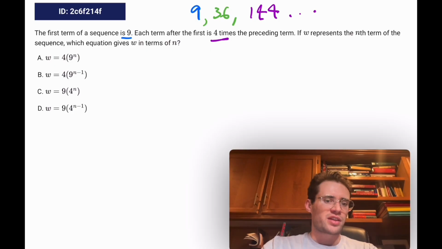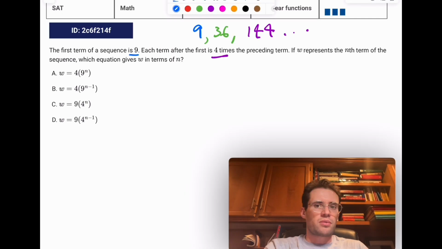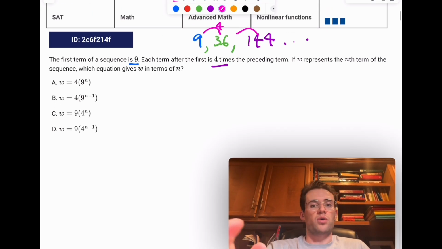Don't get thrown off by the fact they're exponents. That doesn't mean it's exponential. We're not raising it to a power each time, we're multiplying it by something. That's just like how many times you have to multiply by 4. To go from the first term to the second term, you have to multiply by 4 to the first. To go from the first term to the third term, you have to multiply by 4 squared, right? Times 4 to get the second term, times 4 to get the third term, right? And so on, right? You have to do 4 cubed, and so on.